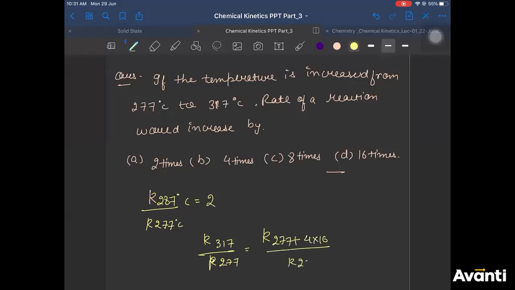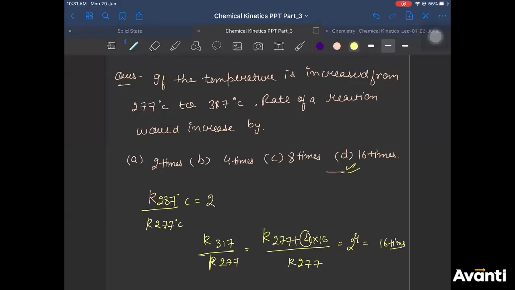That is K277. So how much is the multiple of n you have increased it with? You have increased it by how much multiple of n? 4. So your answer will become 2 to the power 4 times. That means 16 times. Your answer will be D.